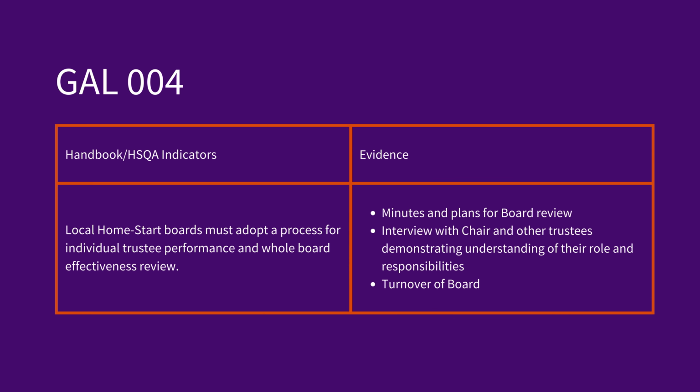For GAL 004, which we discussed in the earlier question, when you're self-assessing against this, just make sure you self-assess against both elements of that indicator, and that, if you were asked, would you have evidence of individual trustee performance, and would you have evidence for a review of the whole board's effectiveness?